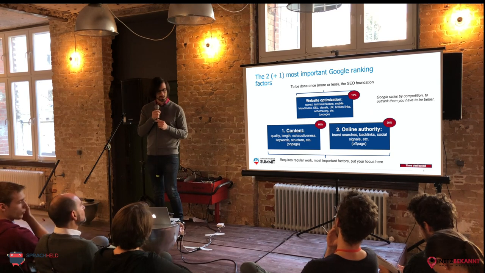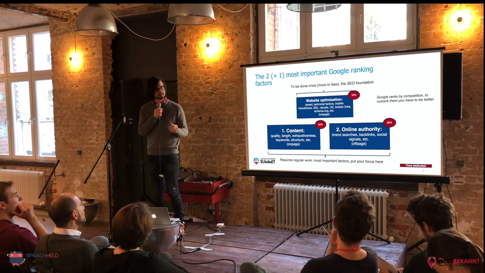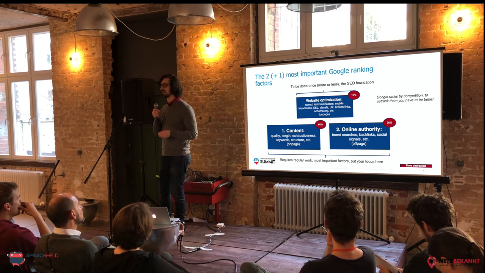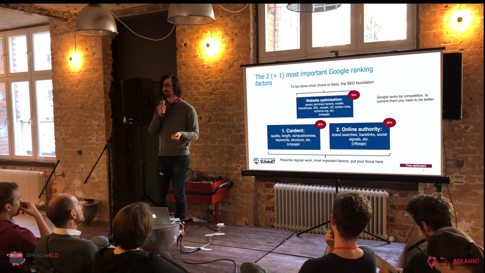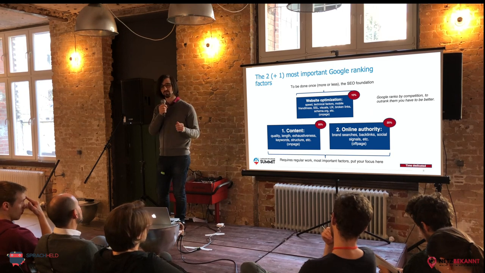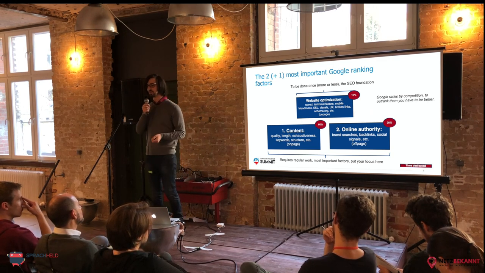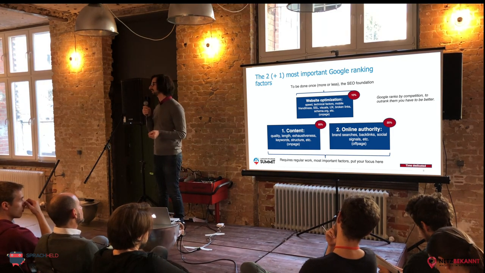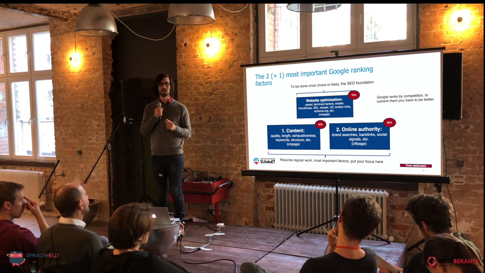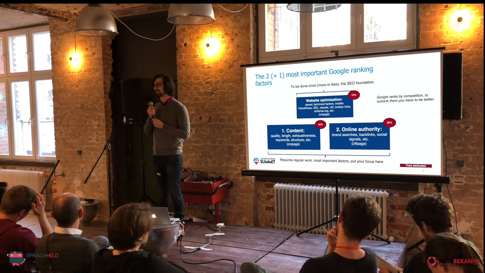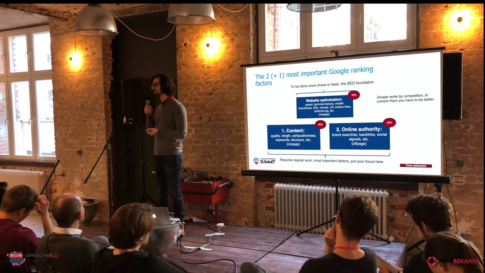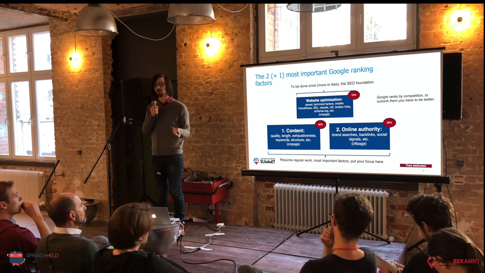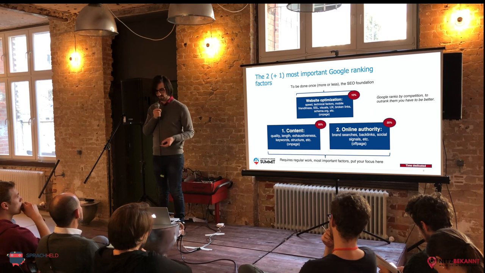So I have some percentages, and those percentages are how much time you should spend. If you have 100 hours to spend on SEO, then you should spend about 10% of the time, 10 hours, on website optimization, 20% on your online authority, and 60% on content. So basically, the big shift in SEO over the past few years is that content marketing becomes more and more important in SEO, and to have good content is the most important part of SEO.